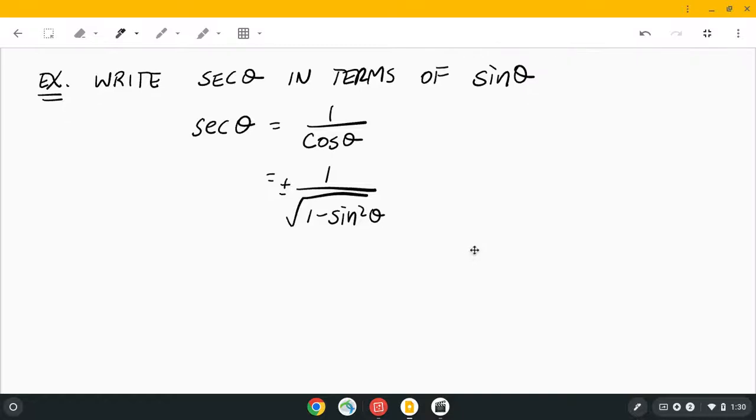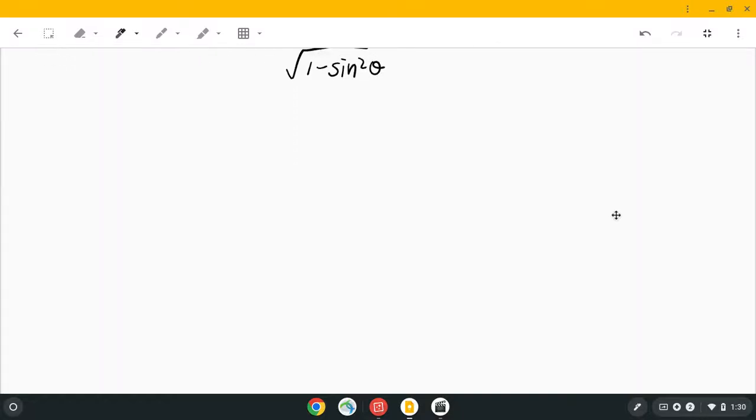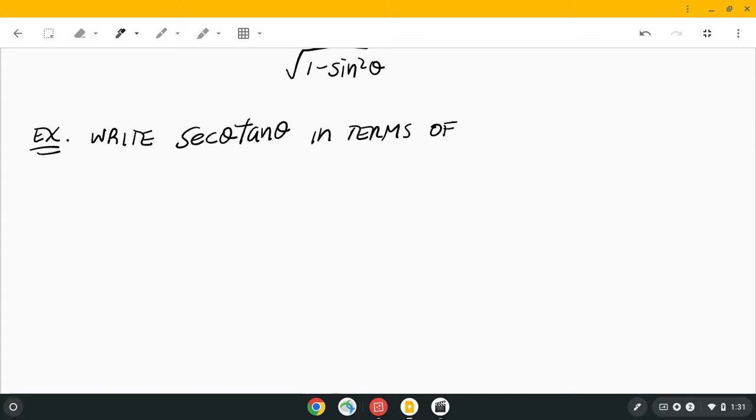Okay, they do get a little more complex, so let's take a look at this next one. Write secant theta tangent theta in terms of sine theta and cosine theta. Then simplify.